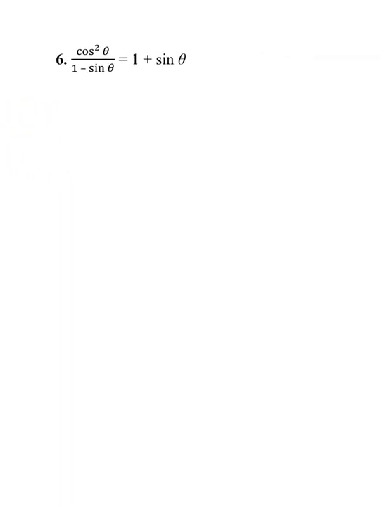All right, let's do number 6. Number 6 definitely is a bit tougher. So what I'm going to do is work on the more complicated side, which I think is the left-hand side. It's a little bit tricky because if you look at the denominator, that's not our Pythagorean identity, right? Because there's no square on the sine, so I can't do anything there.